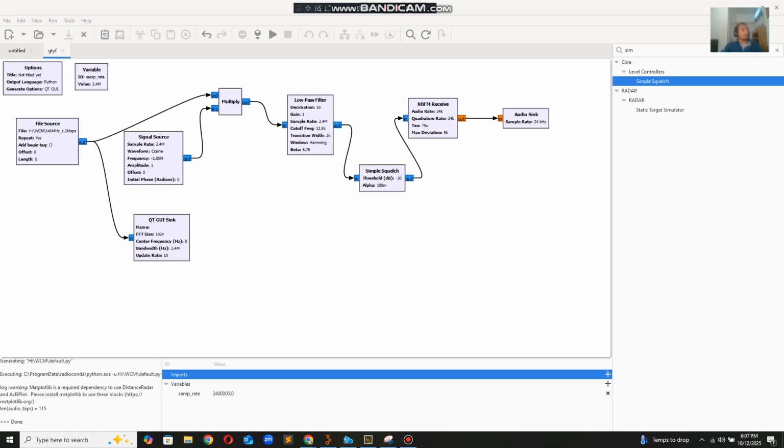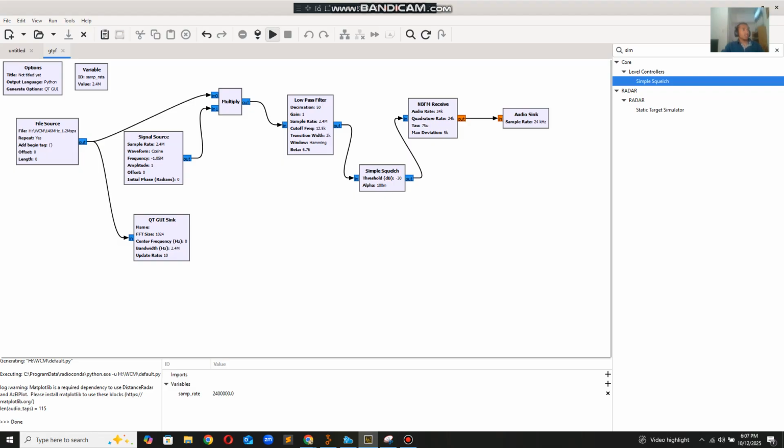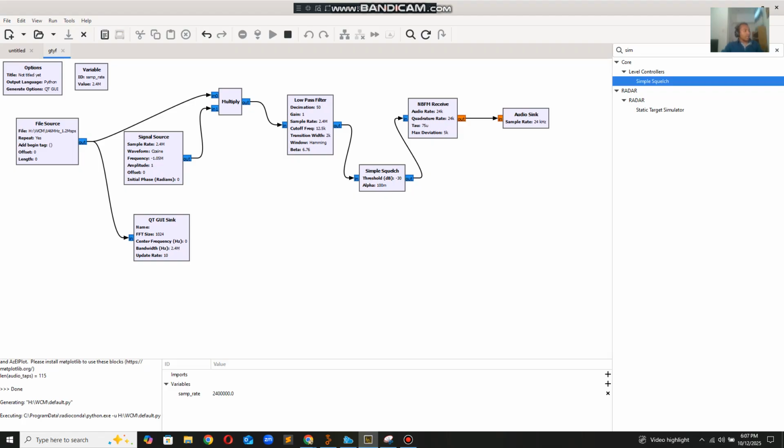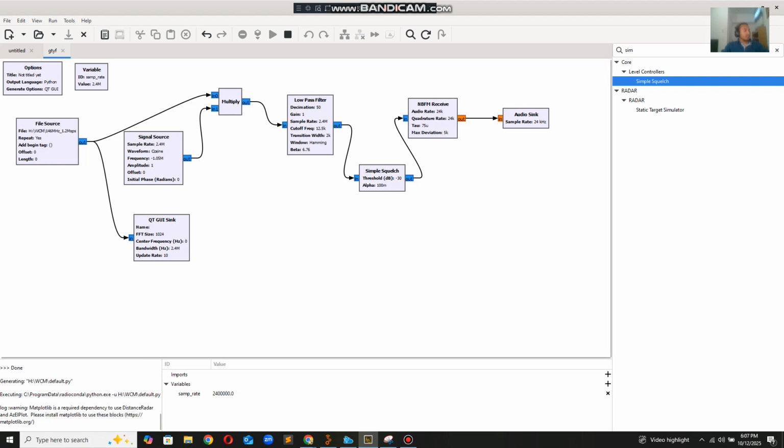And next I have added a Qt GUI sink, and by observing the spectrum, I found the main spike was offset from the center, at about 1.05 megahertz. Right now I can run this, and we're going to see the spike. So let's say I'm running, and on the left side you can see it is executing the code, taking a bit.